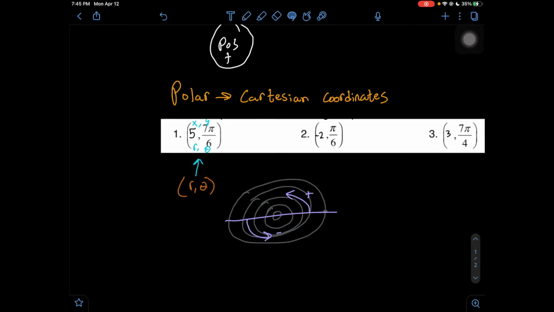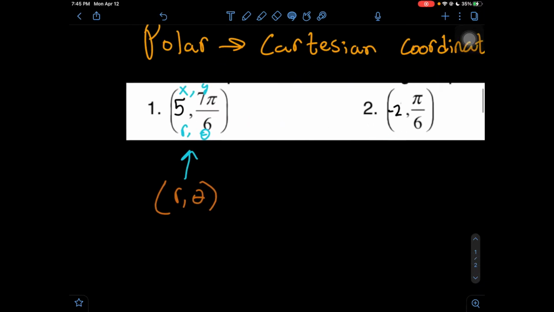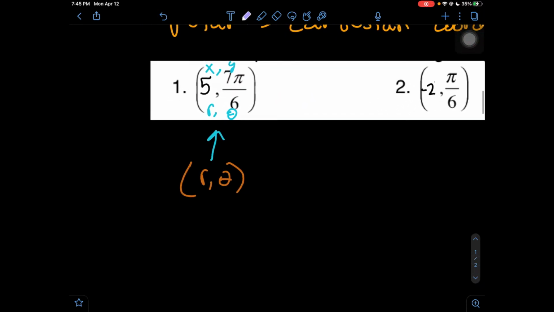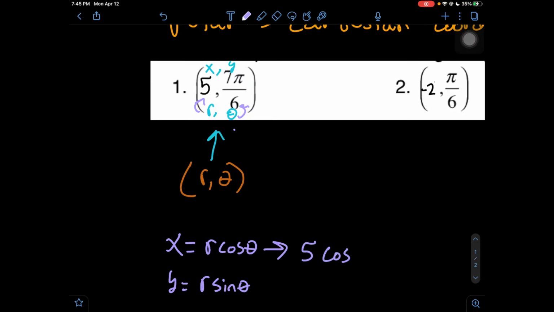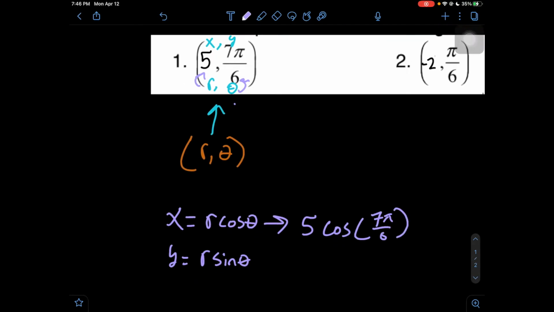So we can move this off to the side, and now let's go ahead and convert our points. Well, we also know that x equals r cosine of theta and y equals r sine of theta. Now, we know that theta is 7π/6, and we know r is 5. So let's go ahead and substitute those values into our equation. So we have 5 times cosine of 7π/6. And then I'll substitute into our y value, which is r, which is 5, times sine of theta. And we know theta from our coordinate point is 7π/6.